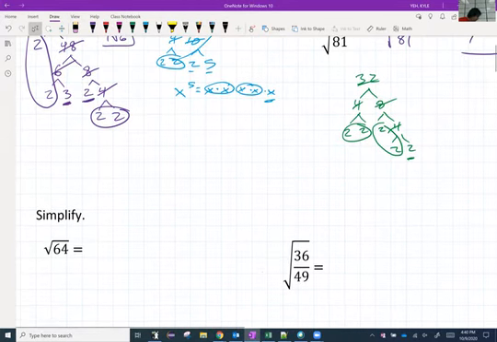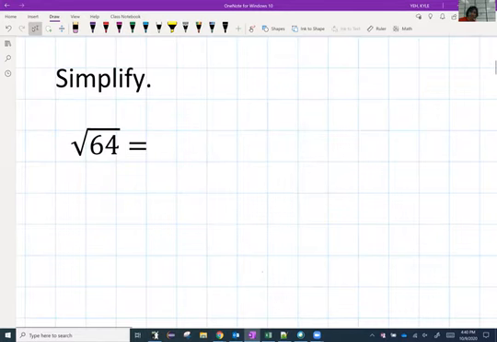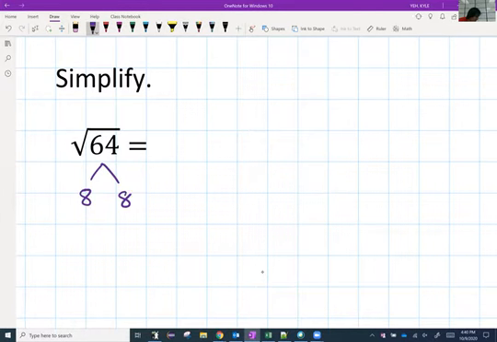But where are we? Okay, well, let's just do some practice with square roots before getting to complex numbers. Simplify root 64. Check this out. I know that 64 is 8 and 8. Now I could keep breaking down 8s, or I could just say, hey, look, I have a pair of 8s there. So square root of 64 is 8.